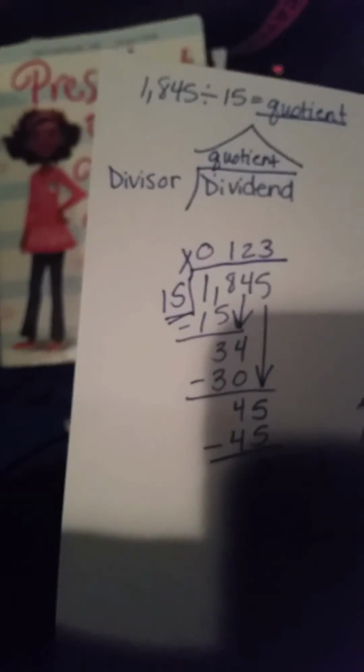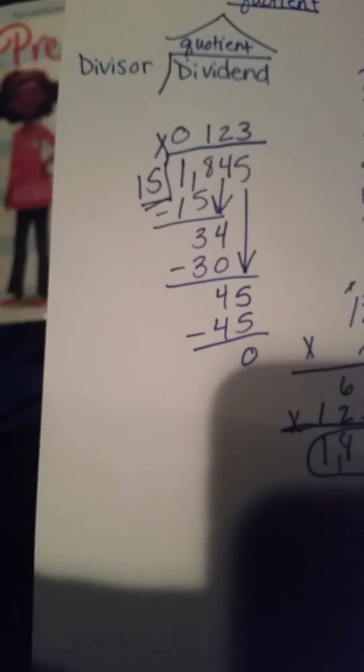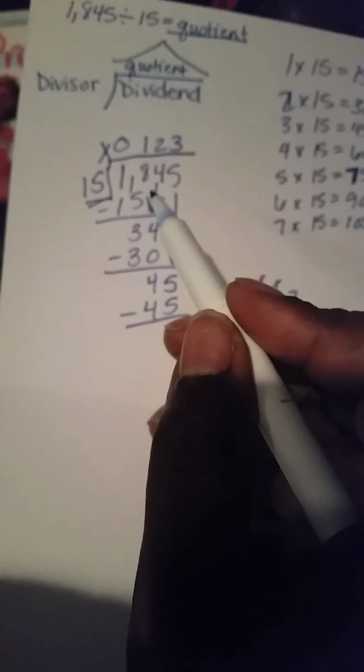Now, I'm just going to add it up. 5 plus 0 is 5. 1 plus 3 is 4. 6 plus 2 is 8. And 0 plus 1 is 1. That is 1,845. This number should match my dividend, and it does, 1,845. So I know for a fact, because we checked division by using multiplication, that since my quotient and my divisor multiply and give me my dividend, I have the correct quotient. So I'm satisfied with this problem.